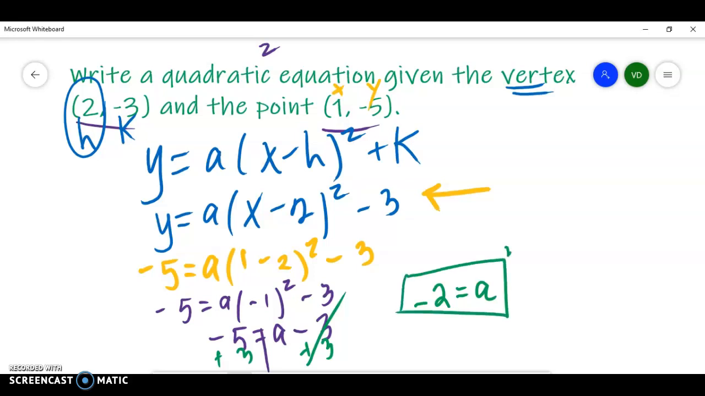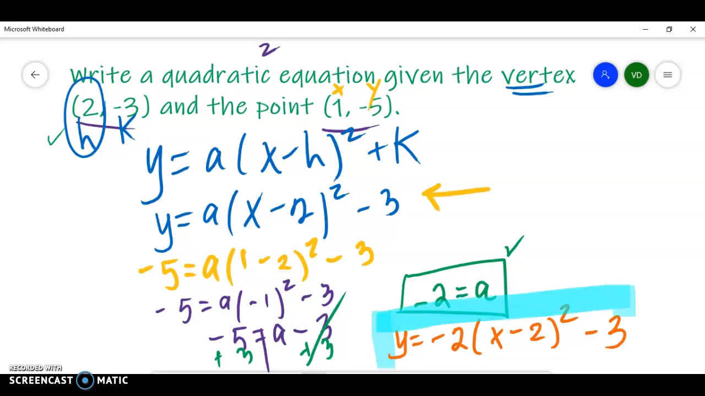So now I know what my a is. I know what my h and my k are, so now I can write my final version of the vertex form. So y equals -2(x minus 2) squared minus 3. Final answer. And we're done.